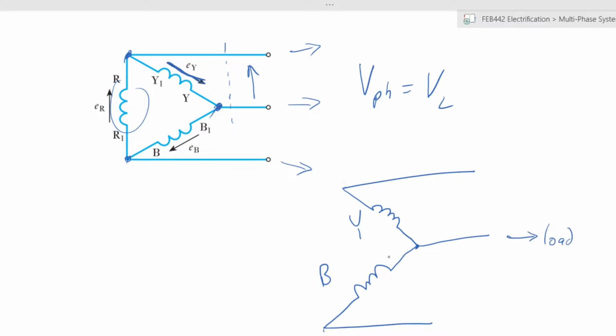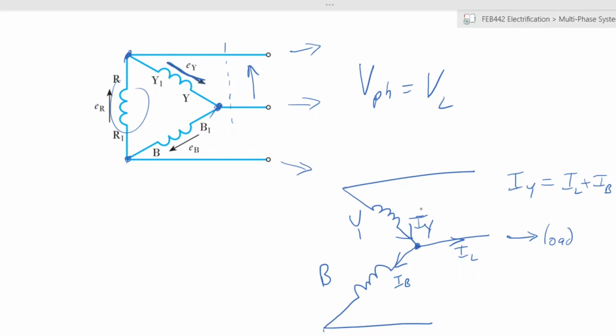The current that is flowing will not be the same as the current that is flowing here. The reason for that is the sum of the currents flowing into a point must be equal to the sum of currents flowing out of a point. So in this case, the currents flowing into the point are IY, and the currents flowing out of it are IL and IB. So you will realize that these currents are not equal.